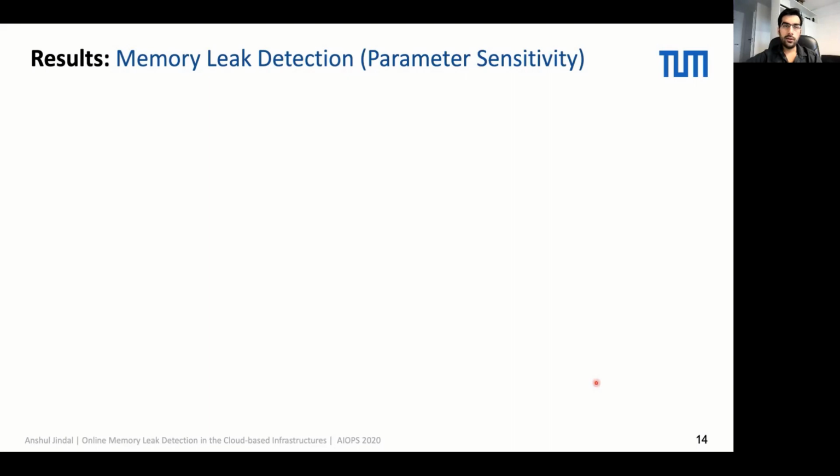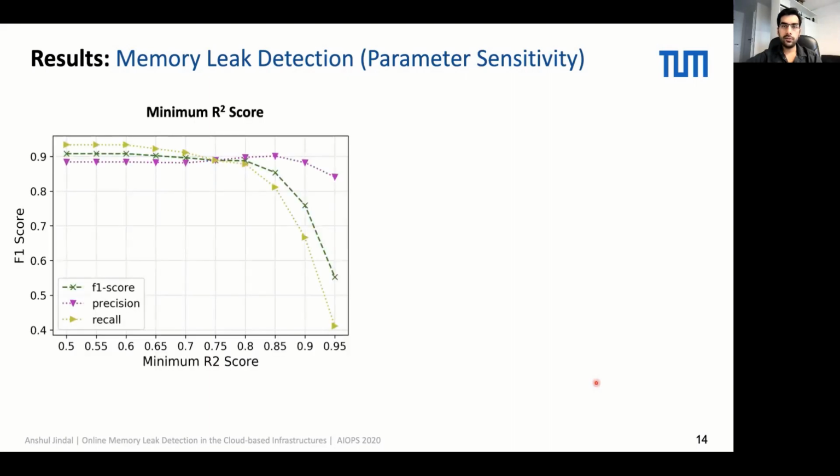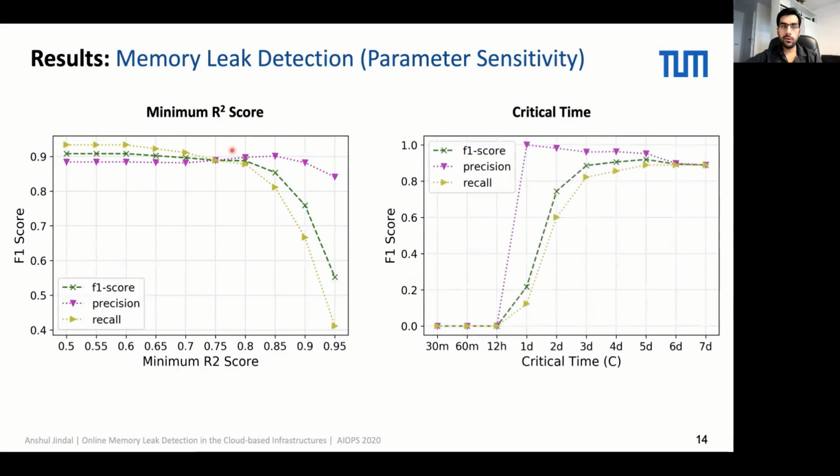And lastly, we want to evaluate how sensitive this algorithm is towards the parameters. We use two parameters: one is the minimum R square score, and the other is the critical time. We looked at R square from 0.5 to 0.95 and how the algorithm's accuracy changes. After an R square score of 0.85 or 0.9, the algorithm becomes quite strict, detecting only very strict trends in the training data, and it was not good enough. That's why we put the R square score as 0.8.